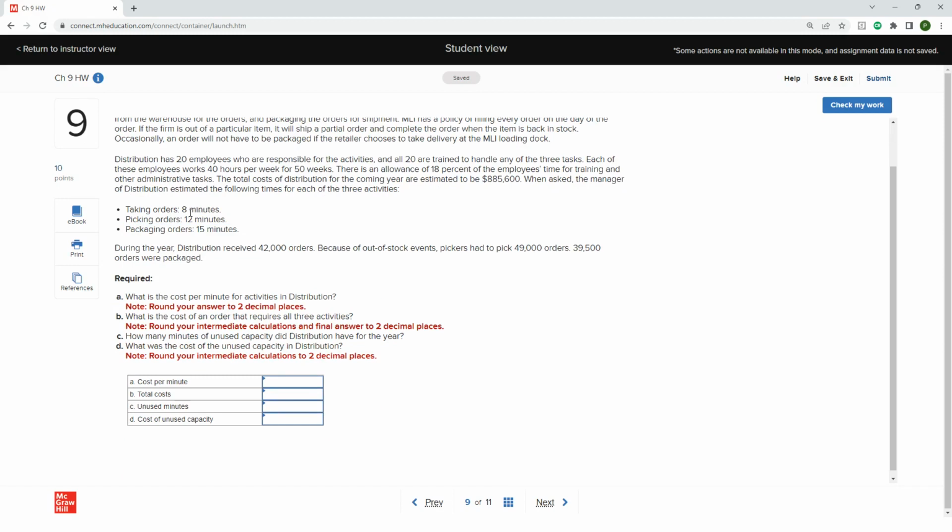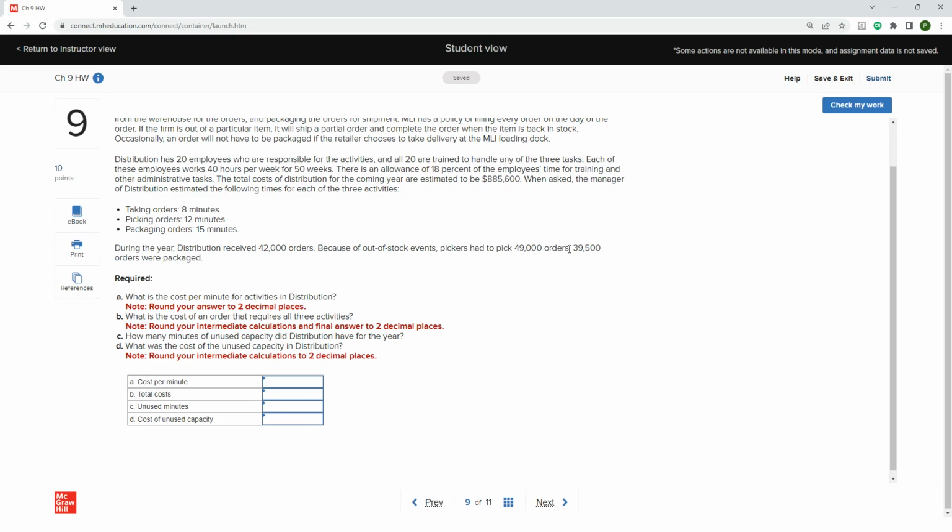And in the last year, they received 42,000 orders, but the pickers had to pick 49,000 orders, and only 39,500 orders were packaged. So remember, you might have to pick multiple orders if an order gets split into 2 because maybe one item was out at the moment. And also, there are fewer orders that were packaged because sometimes a customer might just pick up the item from the loading dock rather than having it shipped.